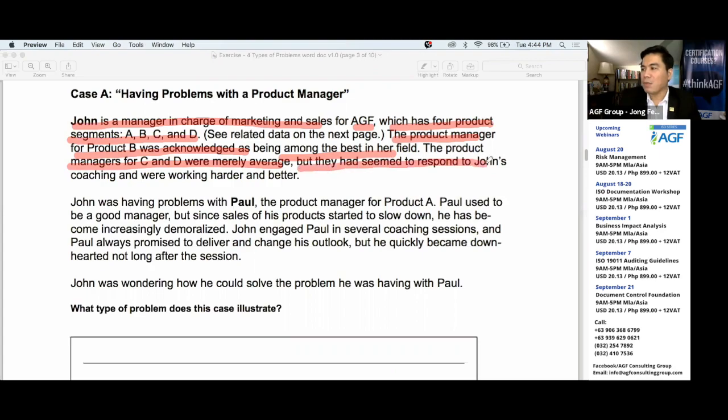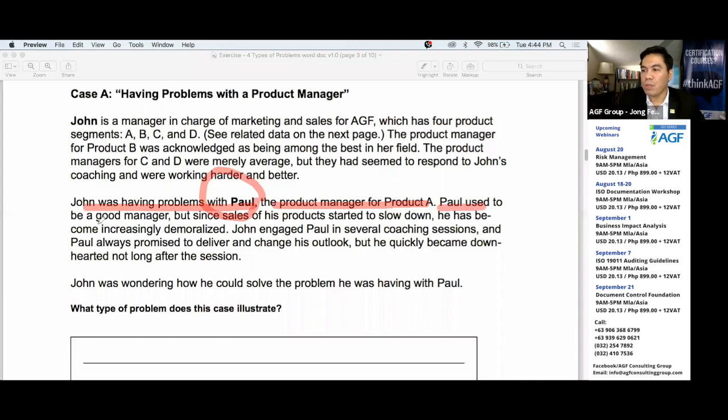But they had seemed to respond to John's coaching and were working harder and better. All right. So I'm just reading the case. John was having a problem with Paul. So our problem here is with Paul. Paul is one of the sales managers, the product manager for product A. So take note that Paul is handling product A. We're talking about a strategy. So here, as requested, this is an example of a strategic problem.